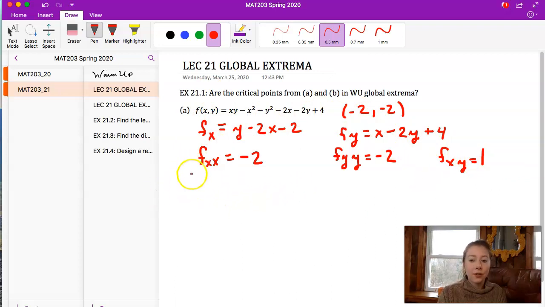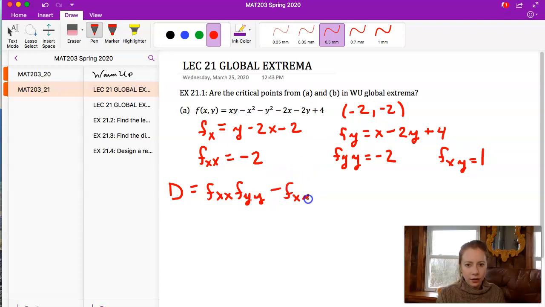Okay, so now we need to compute D to figure out if we have min, max, or saddle. So D is going to be fxx times fyy minus our mixed squared.